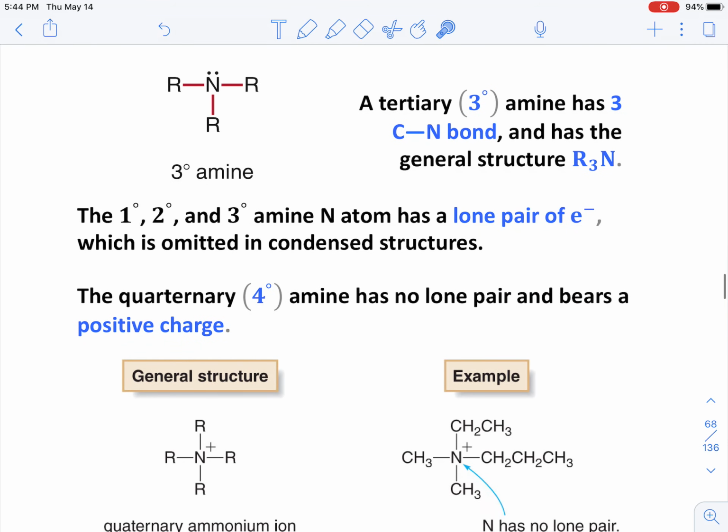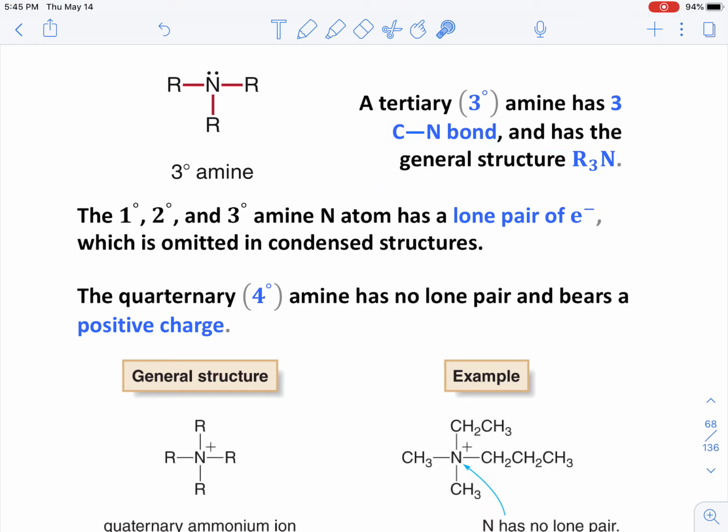Looking at tertiary amines, they have 3 different R groups covalently bonded to the central nitrogen atom. There is still a lone pair present on that central nitrogen atom. However, there are no hydrogens covalently bonded directly on that central nitrogen. And therefore, the general structure of tertiary amines is R3N.